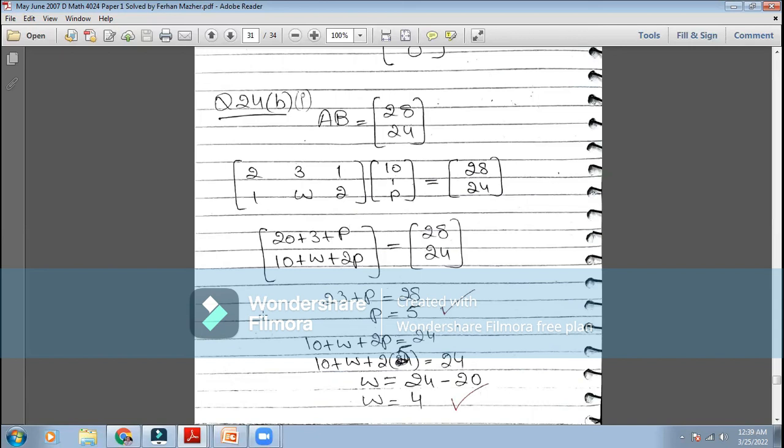In the same way, 10 plus W plus 2P is equal to 24. So we know the value of the P, so we'll substitute the value of P equals 5 in this equation. So we will have 10 plus W plus 2 into 5 equals 24. So 10 plus W plus 10 equals 24. So this 10 and this 10 will become 20. When it goes to the other side, it will subtract. So 24 minus 20 will be 4. So our answer is right. I have already checked the answer of the P and the W with the marking scheme. I hope that you understand.